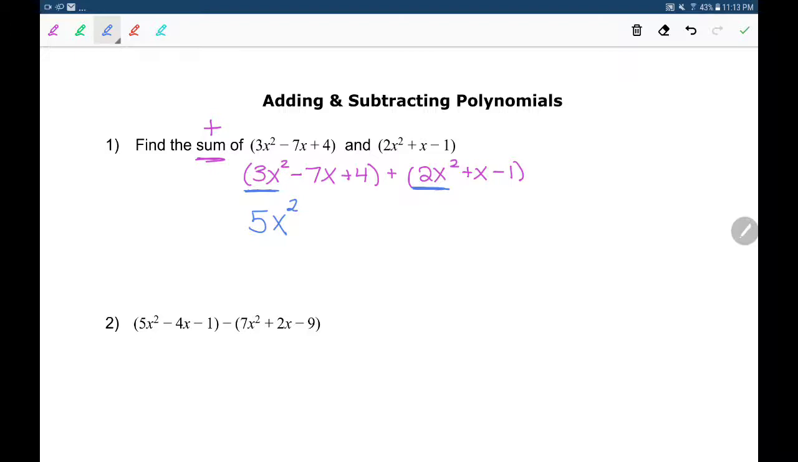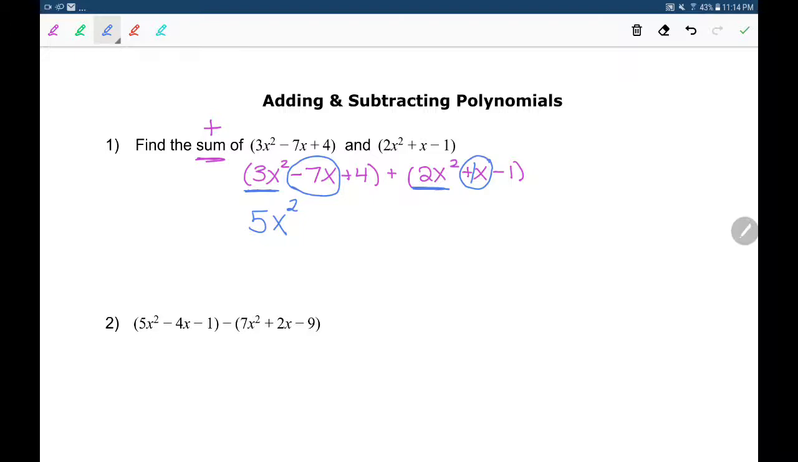Then I look at my next set. I have a negative 7x, and over in my second polynomial here, I have an x. Okay, so they both have x's. They don't have an exponent other than 1. Right here, I'm going to make this into a plus 1x. Okay, that way I have two numbers to combine.